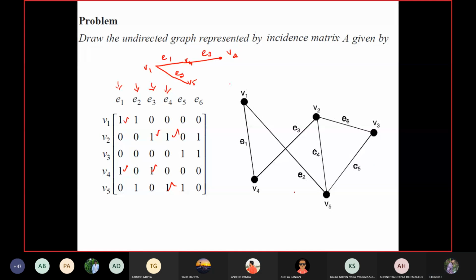Okay, sorry. Here it is enough to connect V2 and V5. That's it. So this is actually E4. Next, E5. E5 is V3 and V5. V5 is already created, so V3 and V5. This is E5. Okay. Last one is E6. E6 is V2 and V3. So V2 and V3. This is E6.